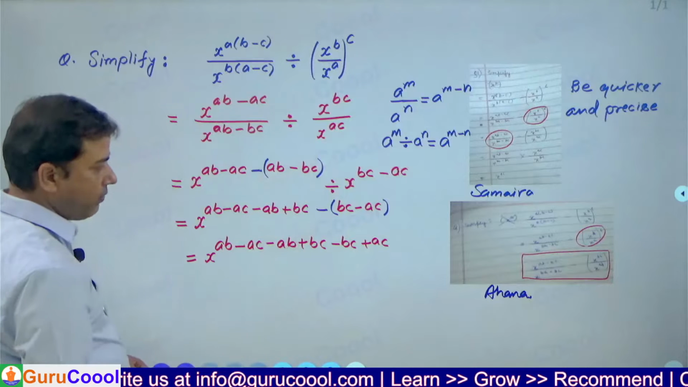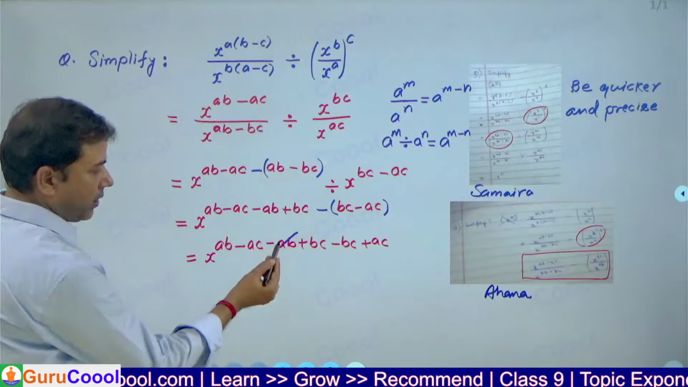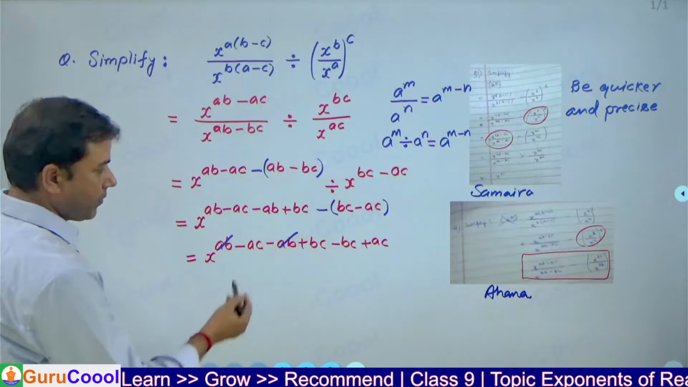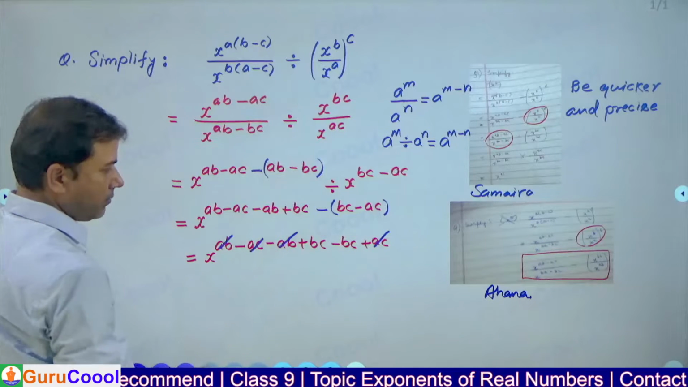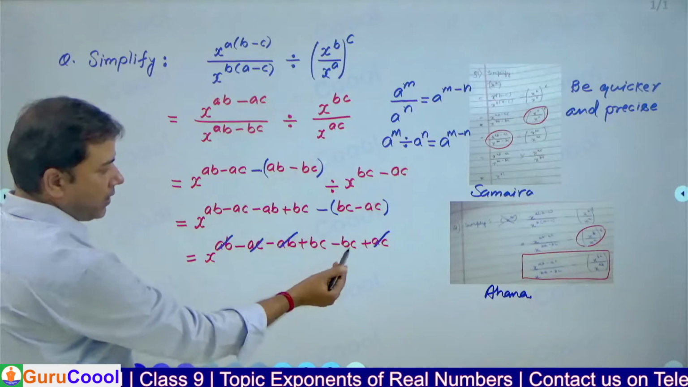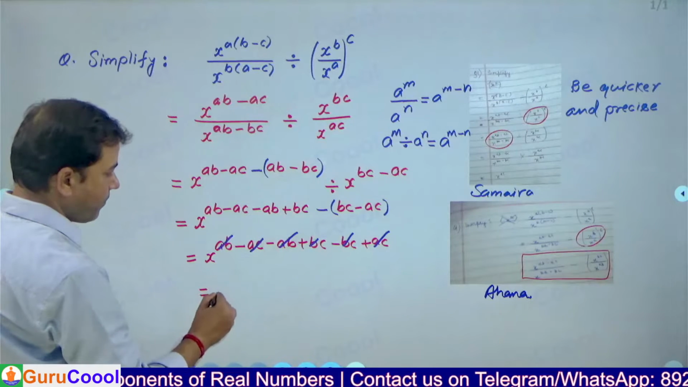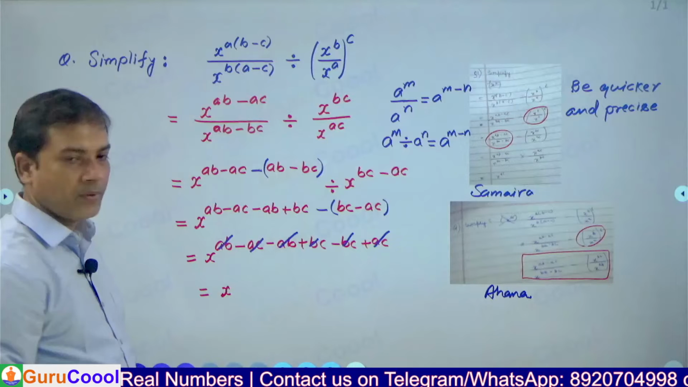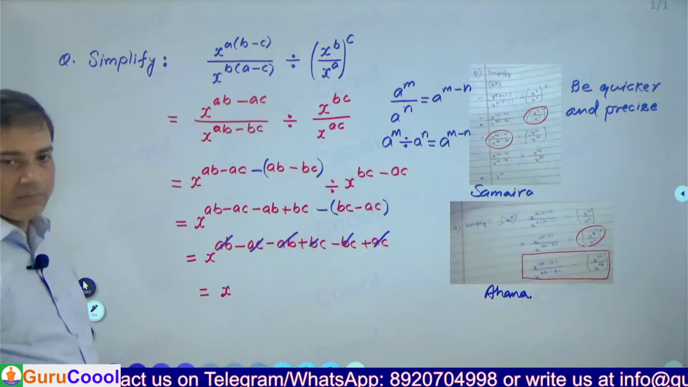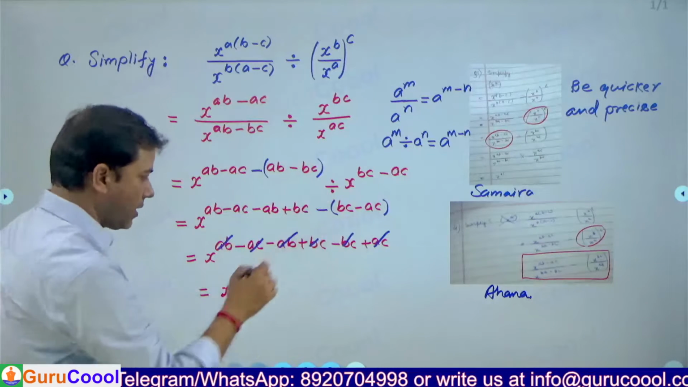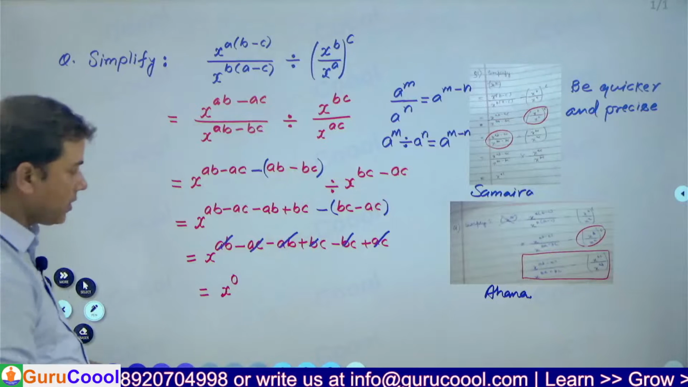Let us check if we can cancel out the things. Yes, AB positive and AB negative, cancelled. AC negative, AC positive, cancelled. BC positive and negative, cancel. What do we have then in the power? Zero. Everything cancels, nothing is remaining, that means 0. And finally its value is going to be 1.